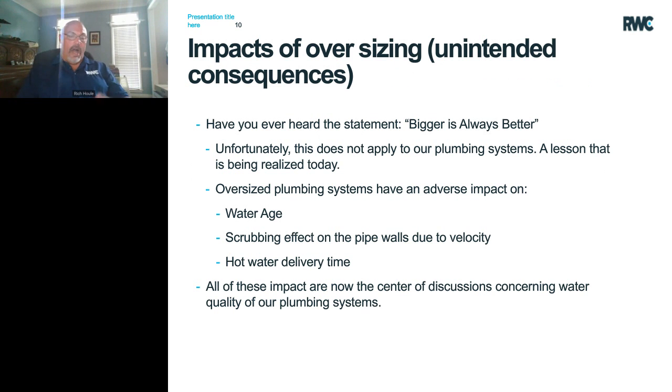But if you look at why all this is being done, I'm sure you all have heard the statement bigger is always better. But unfortunately, that doesn't apply to our plumbing systems. A lesson that is being realized today. Oversizing plumbing systems has had an adverse impact on water age, scrubbing effects of the pipe walls due to very low velocity in that laminar flow range, and then hot water delivery time. The more water we have sitting in our hot water lines, the longer it's going to take to get to the fixture.